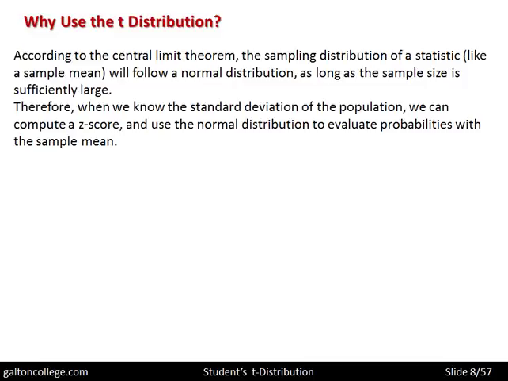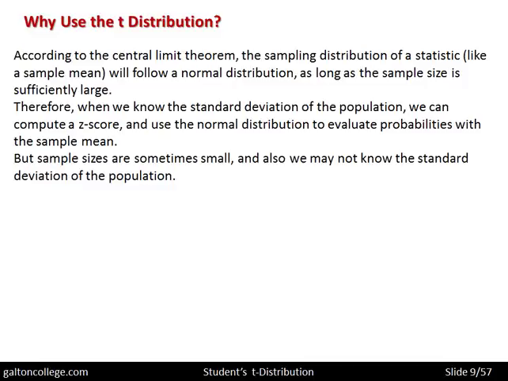We can use the Z-score in terms of the normal distribution to evaluate probabilities with the sample mean. So what we do now is we convert the information that we have picked up in our sample to calculate this Z-score. And we use the Z-score to make predictions about the population. We'll see how it works later.